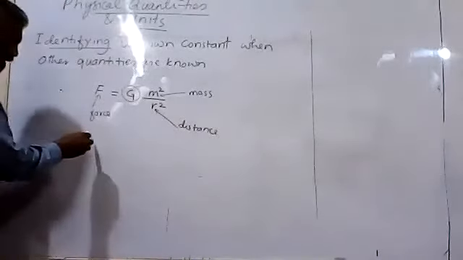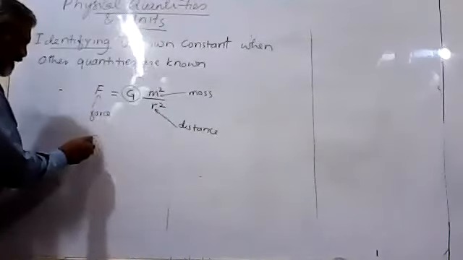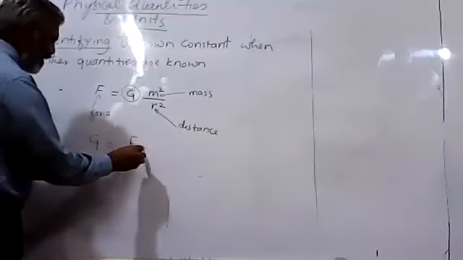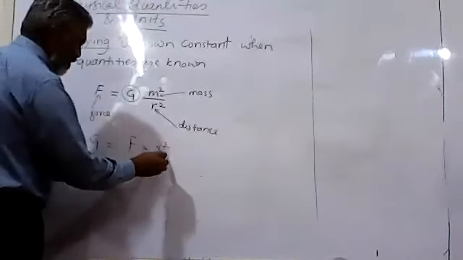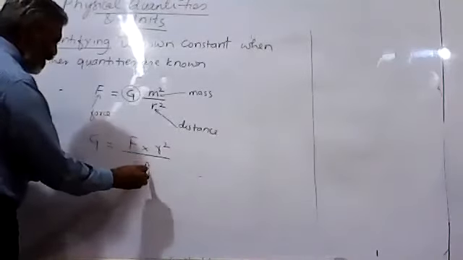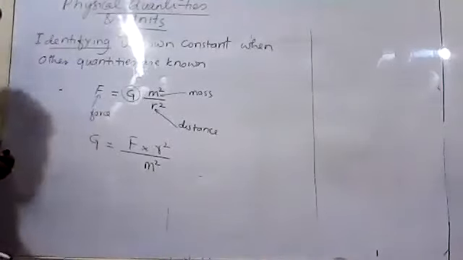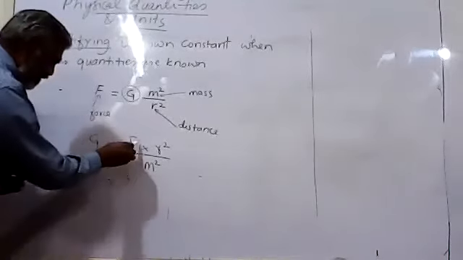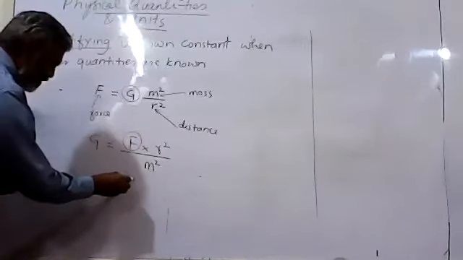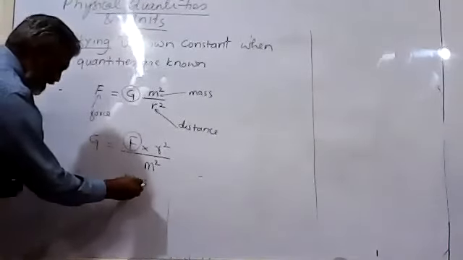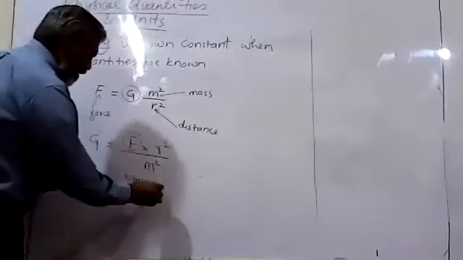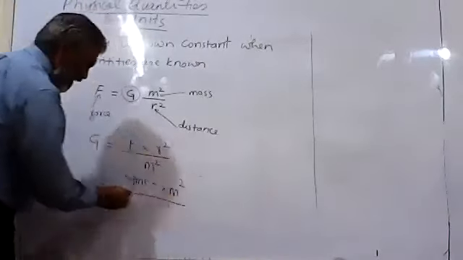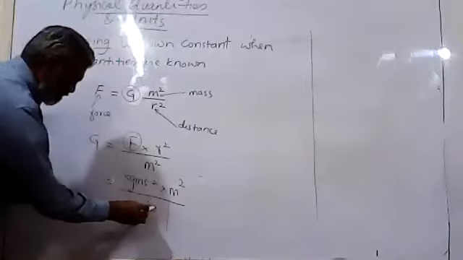Let's do it quickly. If I make G the subject of this equation, F will appear with r square multiplied to it and the square of the mass dividing them. And we can express them in terms of SI base units because this is force, so kilogram meter per second square, into, because this is distance, meter square, and because this is mass, kilogram square.